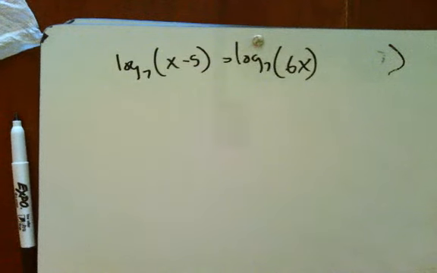Okay, will you try this one? Log base 7 of x minus 5 equals log base 7 of 6x. Try that one.